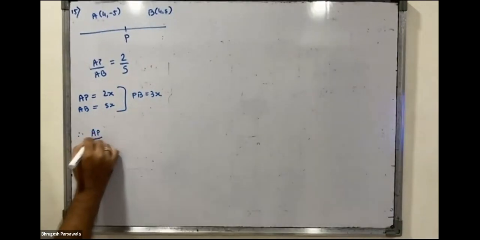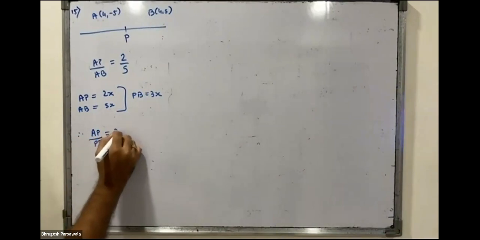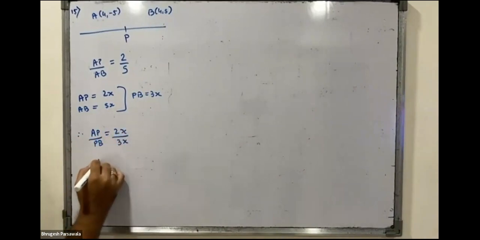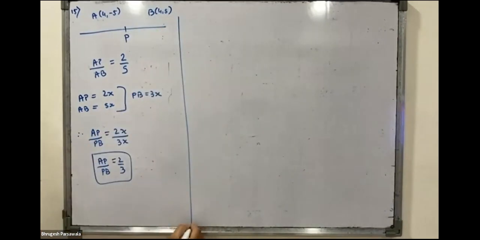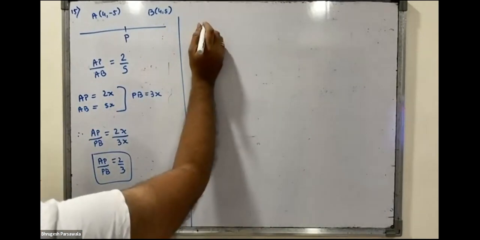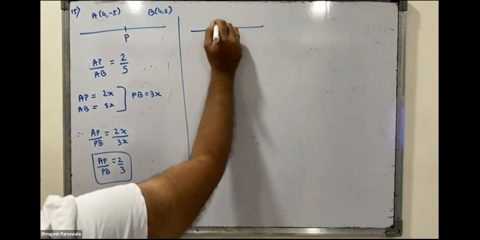Therefore, I can get AP to PB as 2x by 3x, which is 2 by 3. I can get AP to PB as 2 by 3. Okay, beta. Now I need to find P. Very easy. 2x.